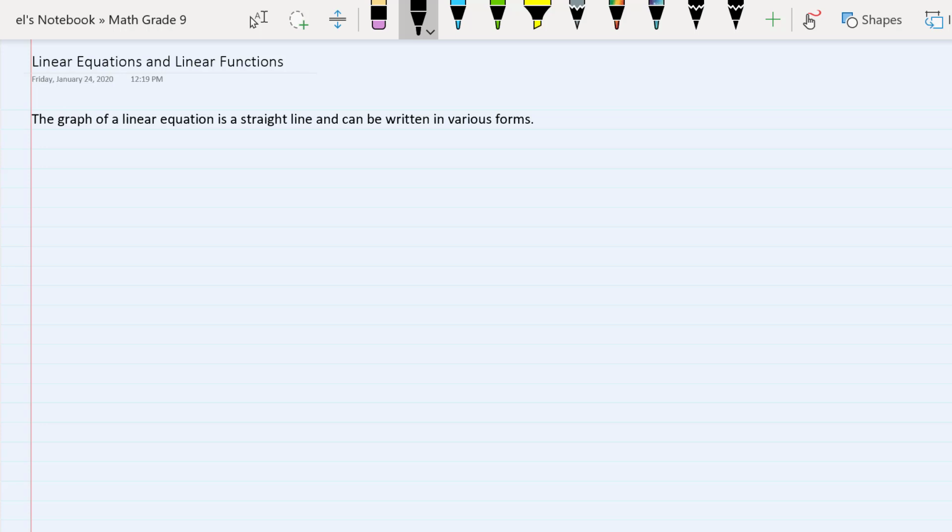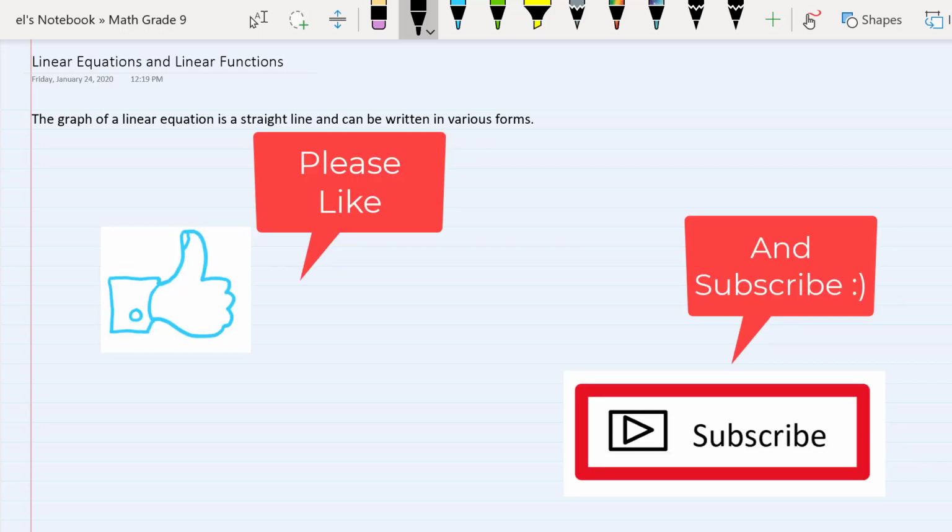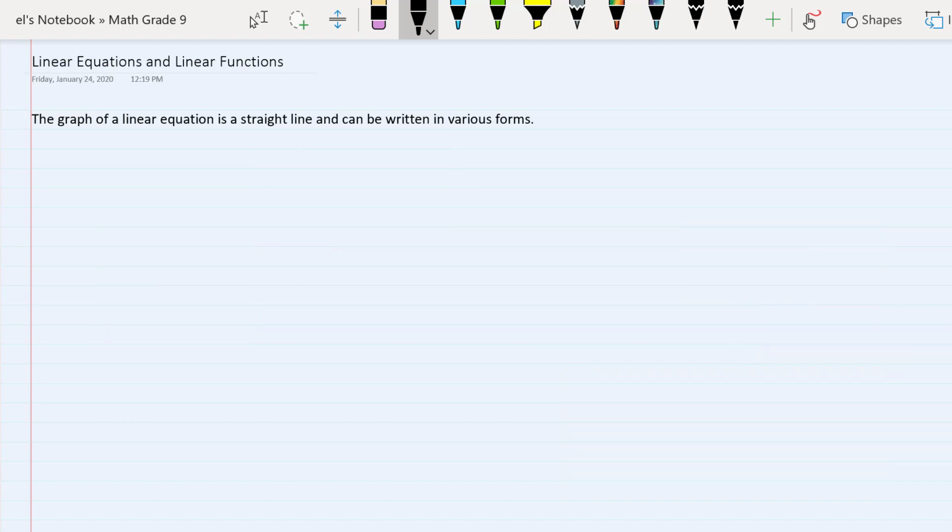Hey everybody, welcome back. Today we're going to be discussing linear equations and linear functions. Let's begin. The graph of a linear equation is a straight line and can be written in various forms.